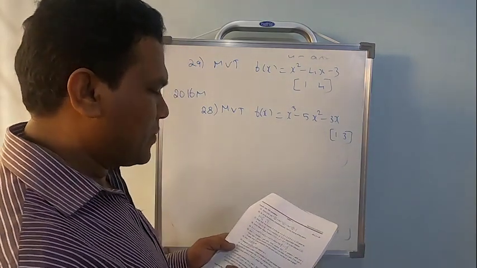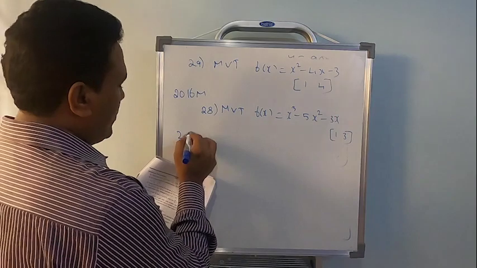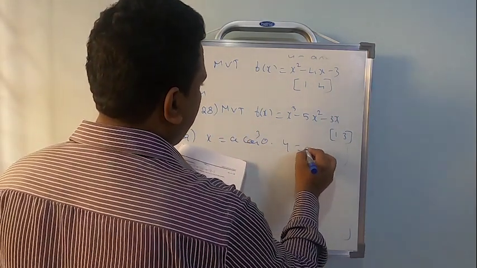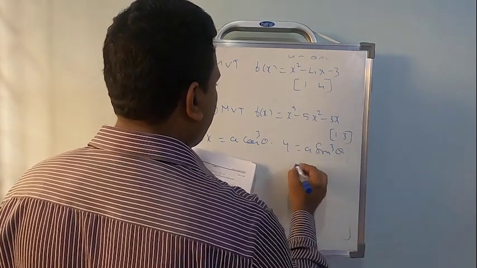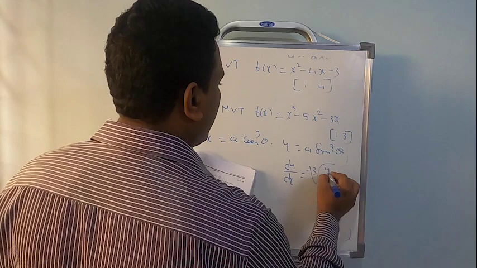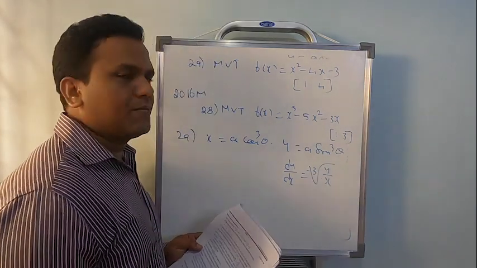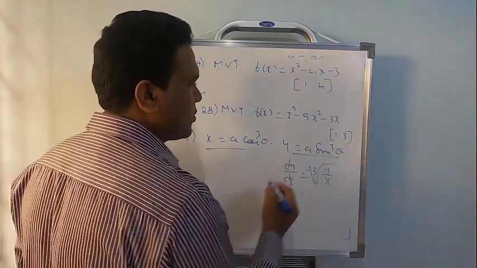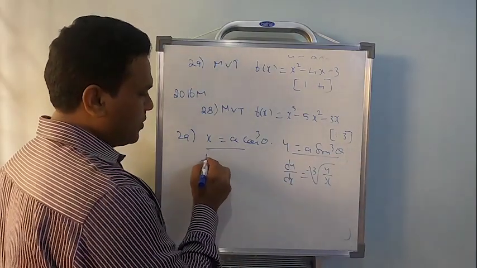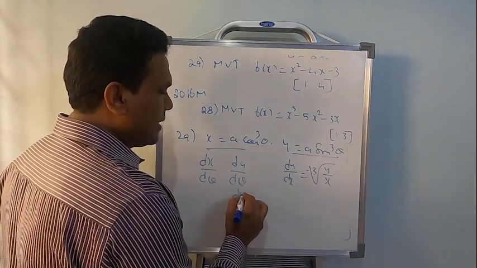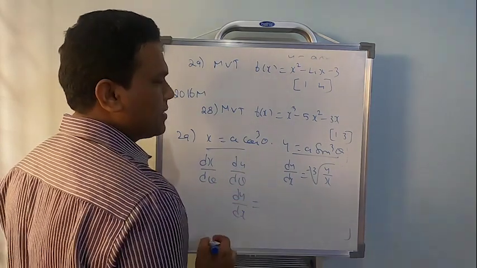So now the next one is problem number 29. If x equal to a cos cube theta and y is equal to a sin cube theta, then show that dy by dx equal to minus cube root of y by x. Okay, so you know what to do. They are parametric, so differentiate separately, find out dx by d theta, find out dy by d theta, then write the formula of dy by dx and substitute.